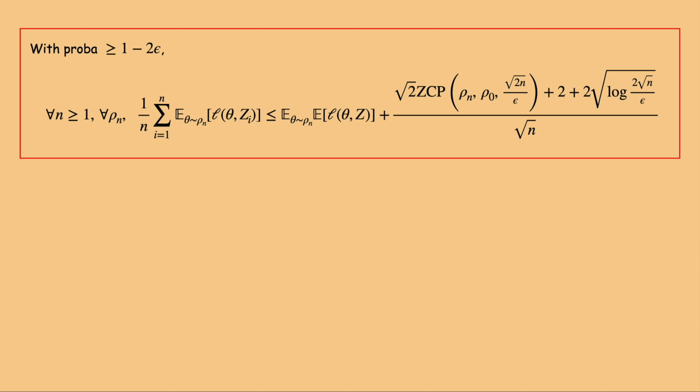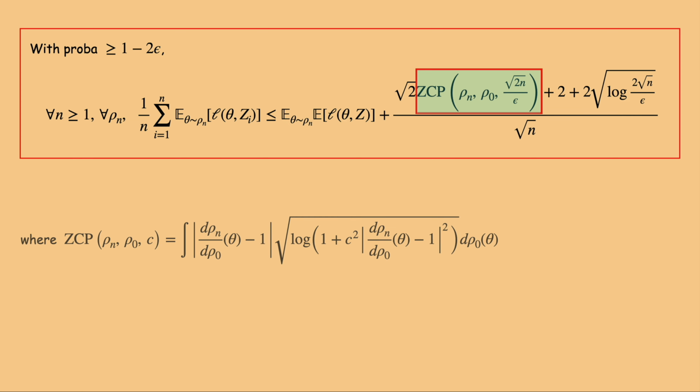The main novelty is that there is no more square root of KL. Instead, it is replaced by the ZCP divergence, defined by this formula. Now, before opening the champagne, is ZCP actually better than the square root of KL? Because there's no point in replacing the square root of KL by something worse. And indeed, it is better.